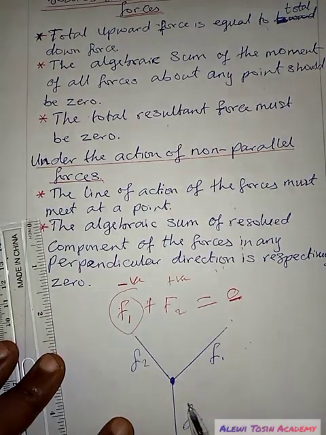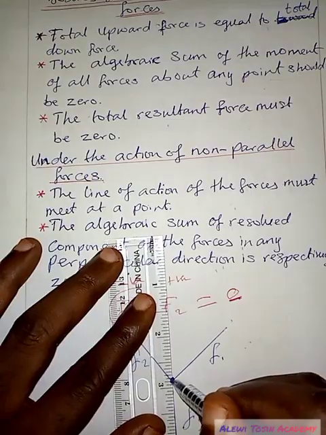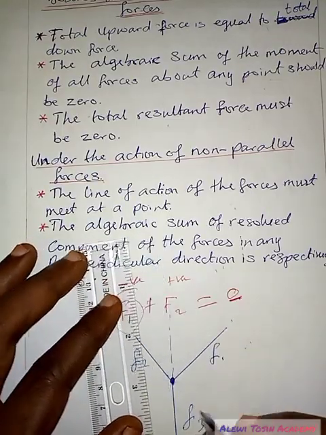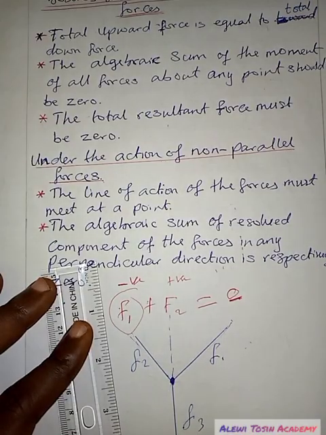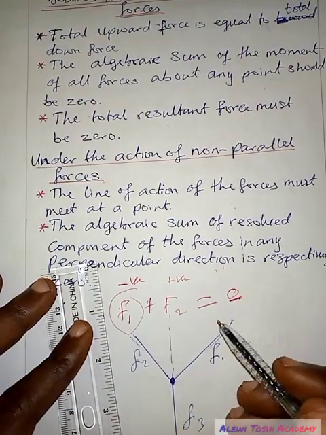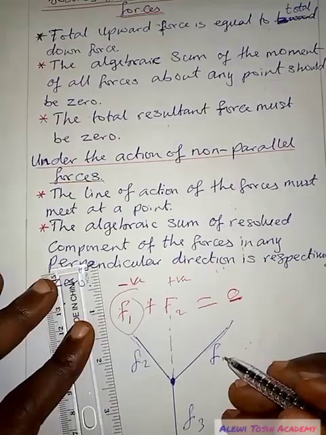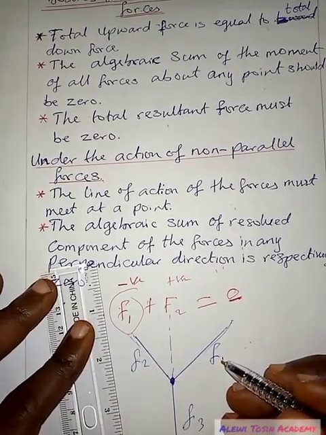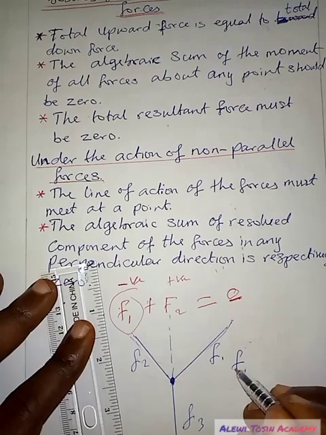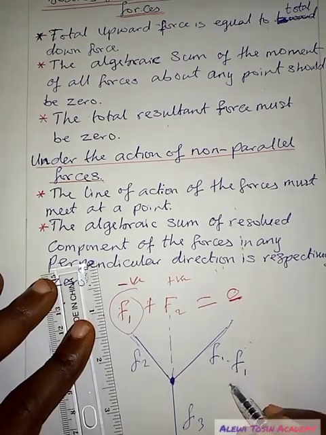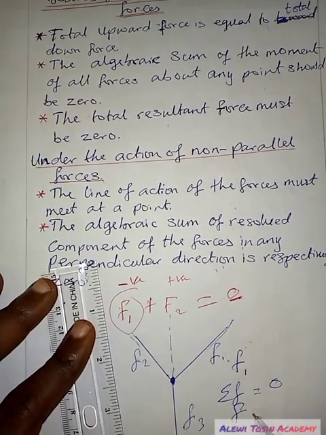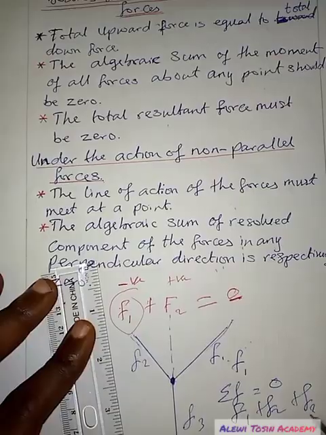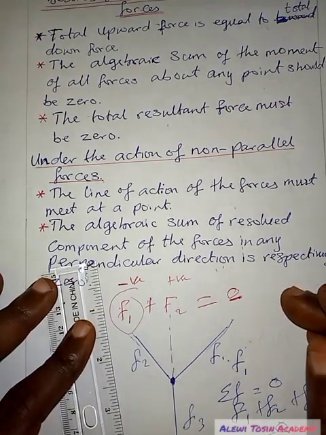These are the other two forces. The line of action of the third must pass through the point of intersection of the other two forces. And still, the algebraic sum of the forces at a point must be equal to zero. That is, the summation of F must be equal to zero. F1 plus F2 plus F3 must be equal to zero.